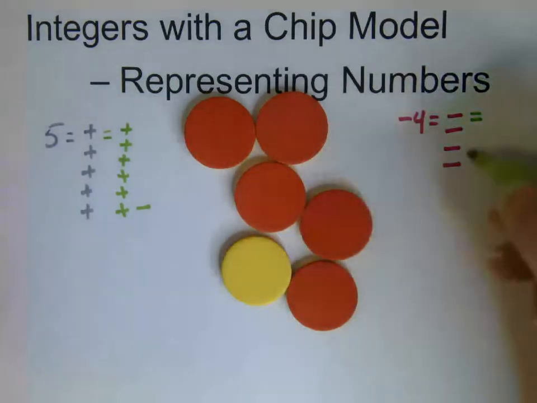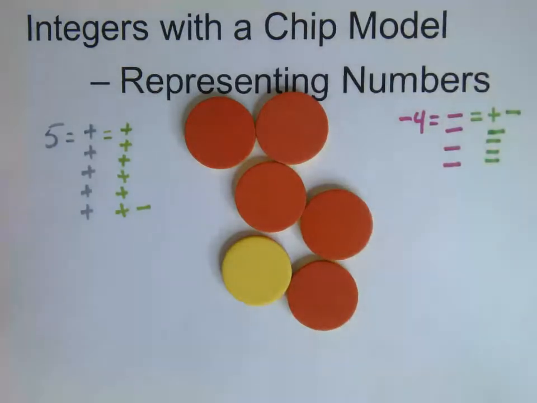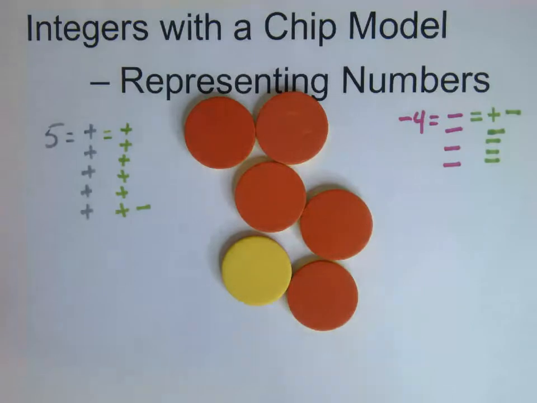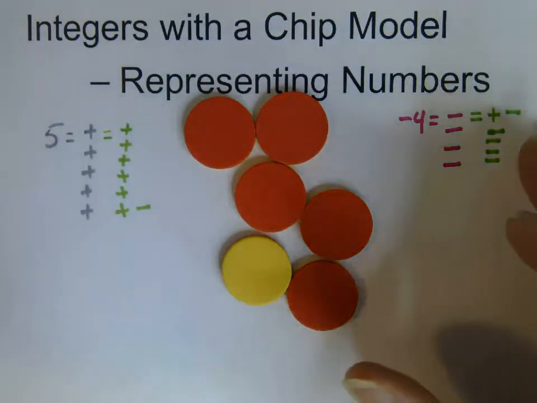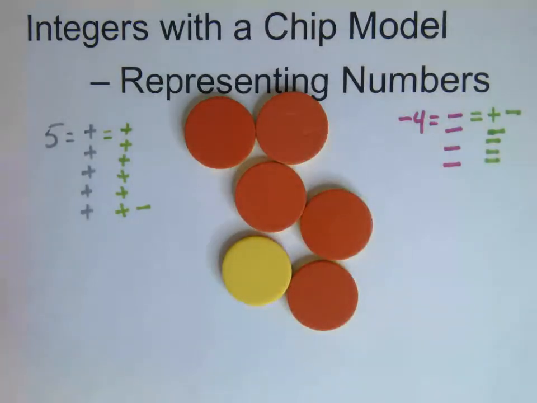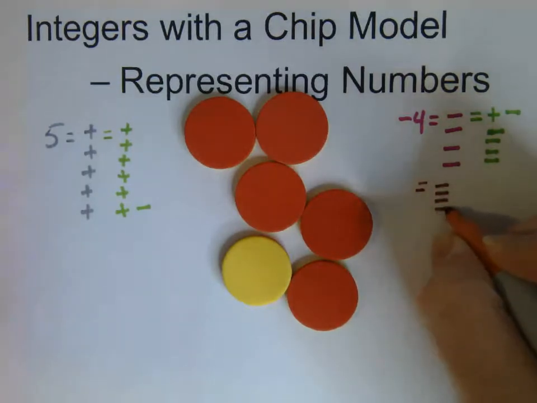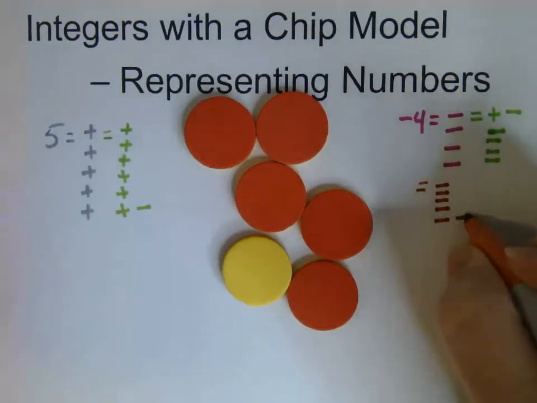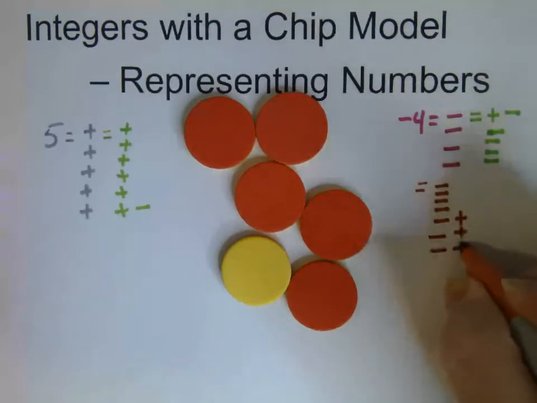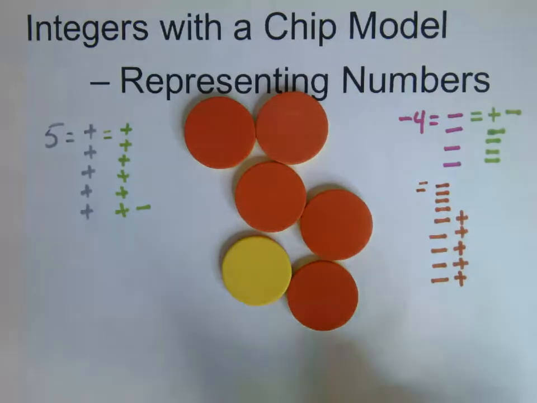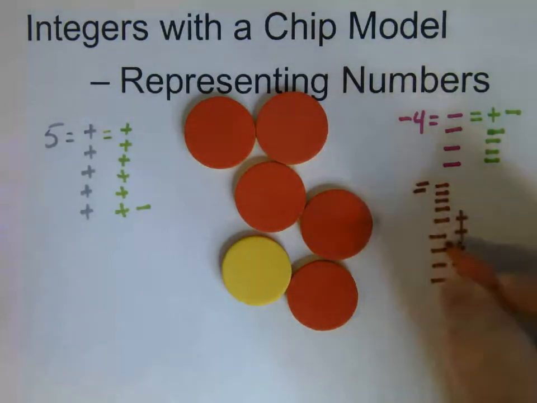So another way to represent negative 4 is a 0 pair and the 4 negatives that were there before. I probably should have lined that up differently, but it doesn't matter. It's all the same. I could have also done 4 negatives, and then as many 0 pairs as I can draw. And that still equals negative 4.